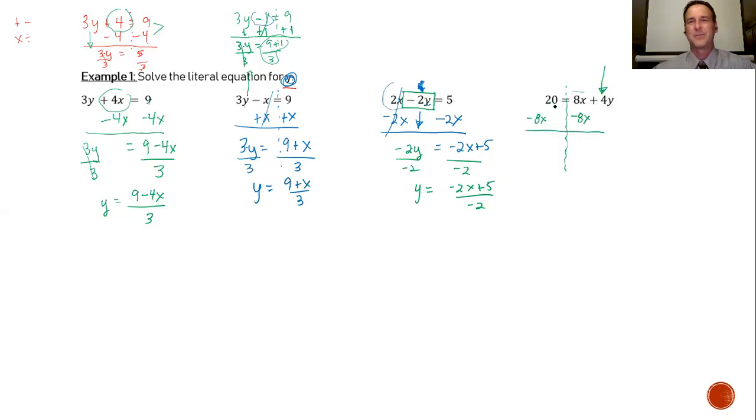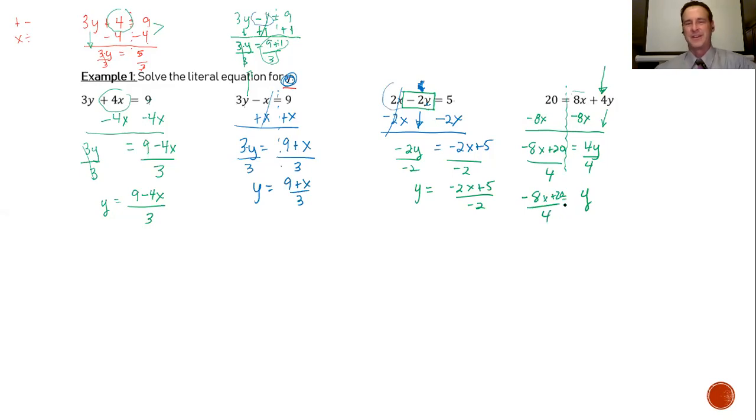Okay, and again, I can't subtract those because one has x's and one doesn't. So let's put the 8x out front. Let's put a plus 20 behind it. And I'm going to set that equal to the y term that I got, which is 4y. And then you're going to divide by what's with the y, which is 4. Okay, and then I'm just going to rewrite this, negative 8x plus 20 over 4.